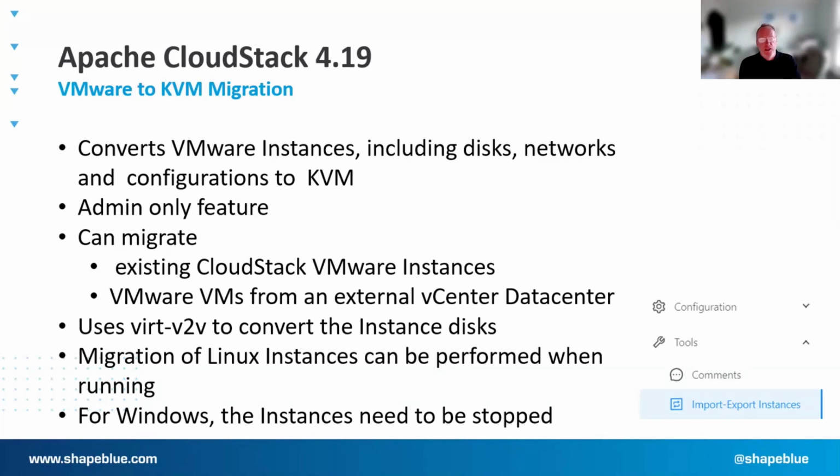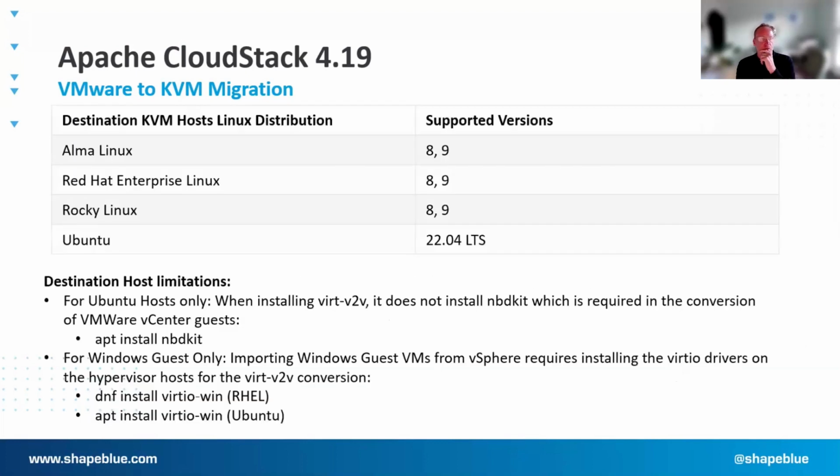Quite interestingly, for Linux instances, as in the guest OS, they can actually be done whilst they're running. Windows instances we know need to be stopped to run this process. There's a few restrictions. All of this, I believe, is going into the 4.19 documentation. Those restrictions are around the destination KVM hosts that you're aiming for. There's the list of supported distros that the functionality can actually point at. And there's a couple of prerequisites for Ubuntu. It doesn't install mbdkit, so that needs to be installed by the admin first. And for Windows guests, you need to install the VirtIO drivers prior to using this tool to push KVM instances onto it. Hugely powerful tool, very, very exciting.